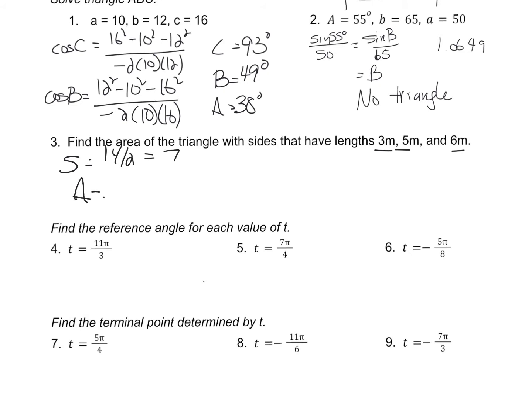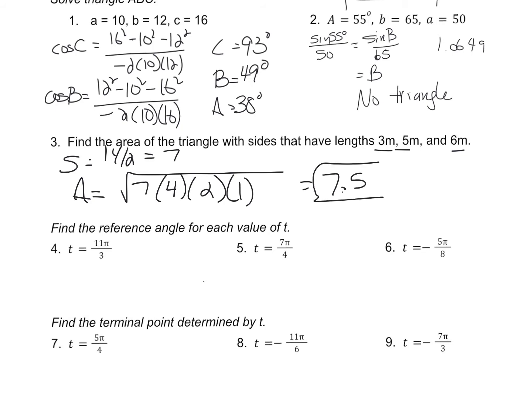To find the area, you take the square root of the semi-perimeter times the semi-perimeter minus each side: 7 minus 3, 7 minus 5, 7 minus 6. I'm just going to punch that in. I'm going square root of 7 times 4 times 2. I don't need the 1 really. Hit enter. I'm getting about 7.5, 7.48 is the area. I should put meters squared after that since they did say it was meters.